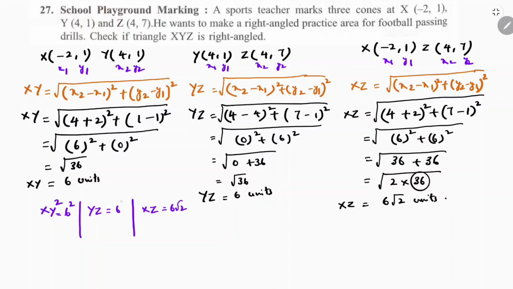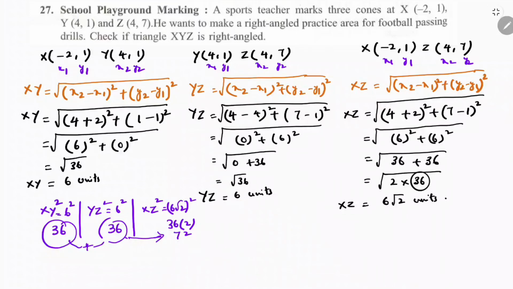Now if I square all the sides, 6 square is 36, and here it is 36. 6 square is 36 into 2, which is 72. So clearly 36 plus 36, these two values when added give the third value, 72.